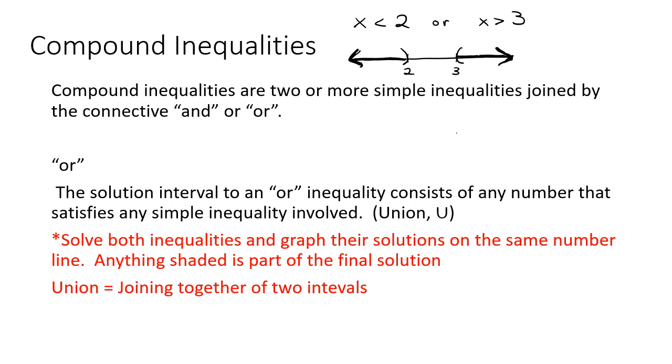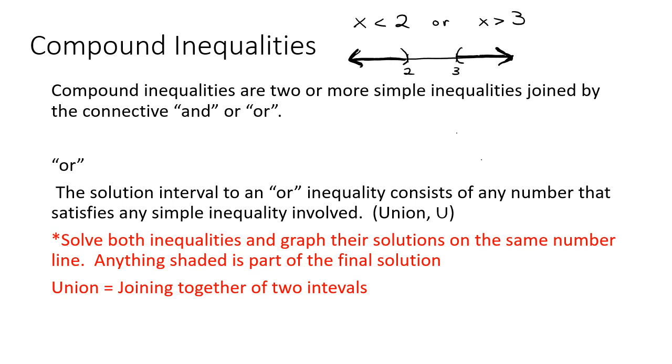So all you have to do is graph all of the solutions on the same number line. Anything that ends up shaded is part of the final answer. Anything that doesn't end up shaded is not, right? 2.5 wouldn't work because it's not less than 2 and it's not greater than 3. It doesn't satisfy either inequality. And so let's talk about how we split this up.